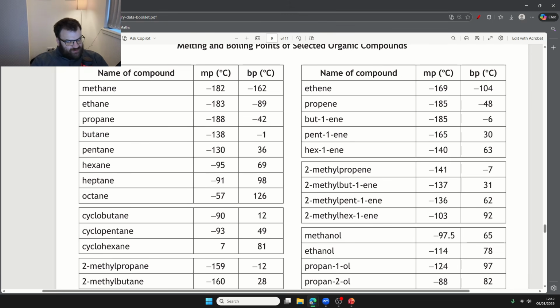Be very careful with the negative numbers. Negative 183 is a lower number than, say, hexane with minus 95. So we're getting closer to 0, so we've got a bigger number.